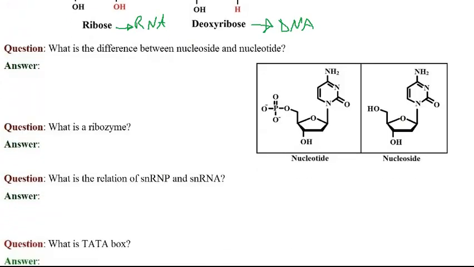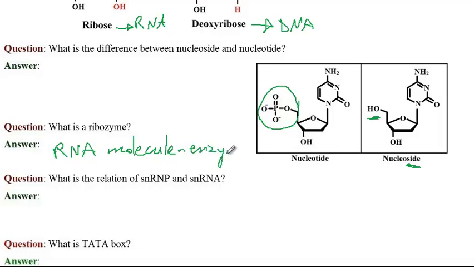The next question is, what is the difference between nucleoside and nucleotide? Well, nucleoside does not have a phosphate group, while nucleotide has a phosphate group. So the way I memorize it is that nucleoside does not have a phosphate by its side. Okay? Next question is, what is a ribozyme? Basically, these are RNA molecules that have enzymatic activity. And one example of ribozyme, for instance, is a spliceosome, which is involved in the splicing process.